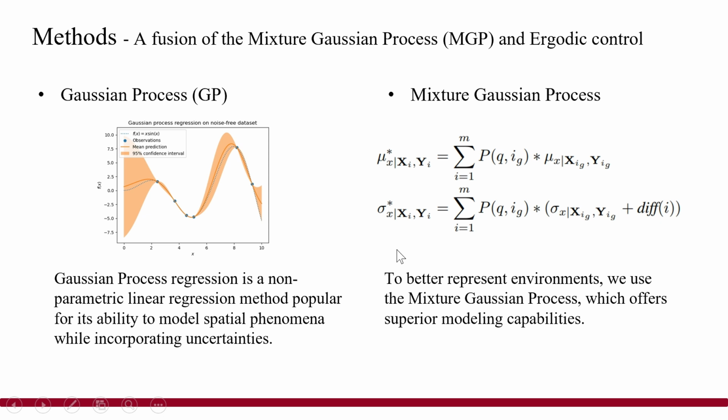So our answer is the Gaussian process, or GP in short. GP is a non-parametric regression method, which is popular for its ability to model spatial phenomena while giving the uncertainties. To better represent the information distribution, we use the Mixture Gaussian process, which offers us better modeling capabilities. In this case, x_i^g, y_i^g are the sample set, and the ground truth values are best described by the i-th GP component, and the mixing probabilities are determined through a distributed EM procedure.